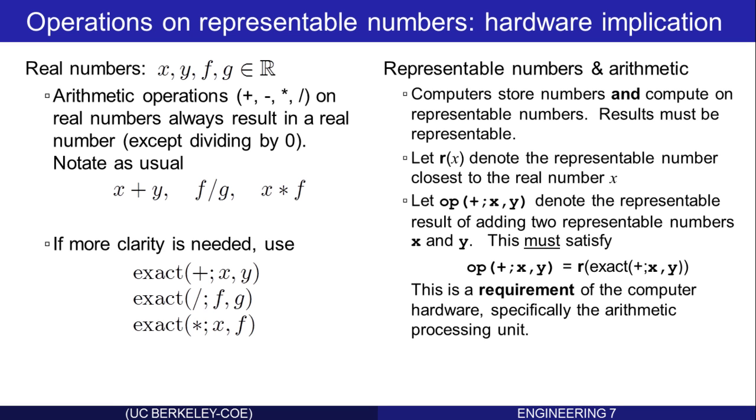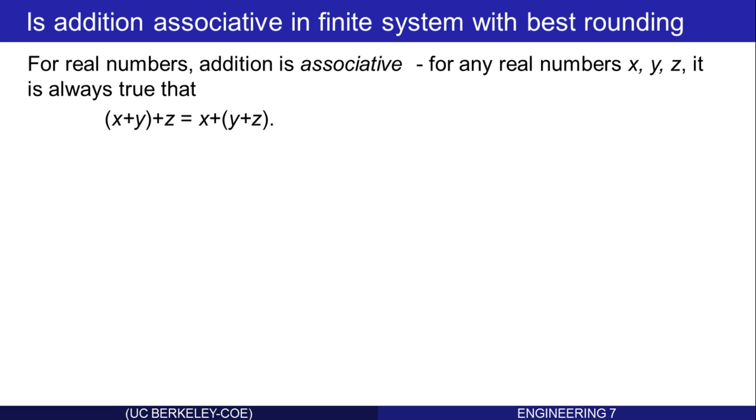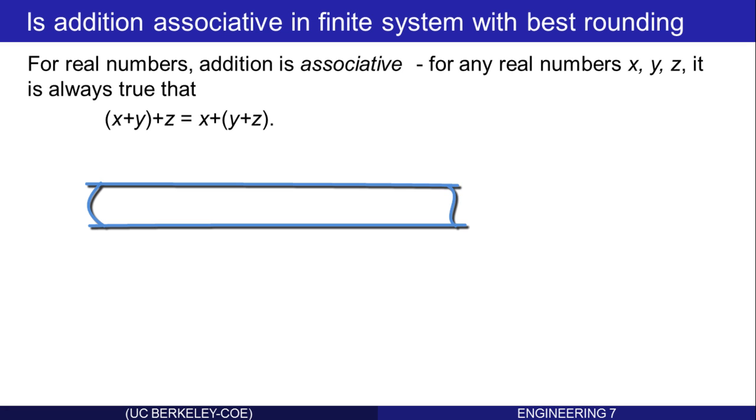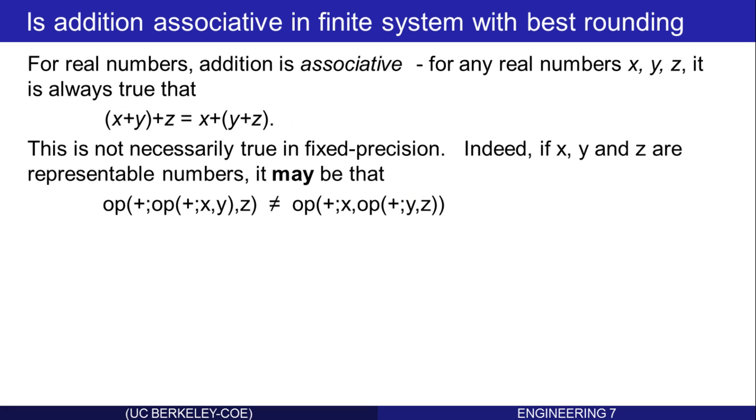Even with that restriction, that single operations always produce the closest representable number to the exact answer, there are issues that can arise. We already saw one when adding 1 to a number didn't change its value. Let's look at a different manifestation of this. For real numbers, addition is always associative. For any real numbers, x, y, and z, it's always true that you can first add x to y and then add that result to z, or instead you can add y to z and then add that result to x. It's always an equality. It's not necessarily true in fixed precision and finite number systems.